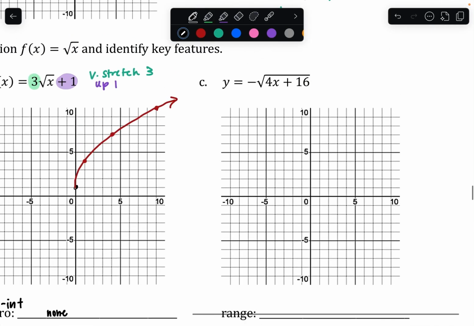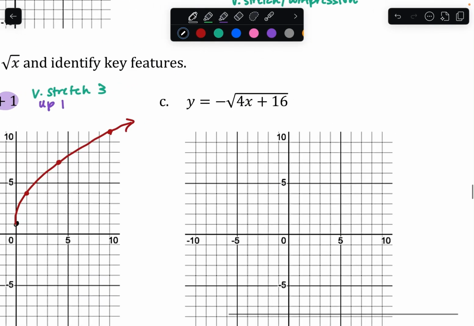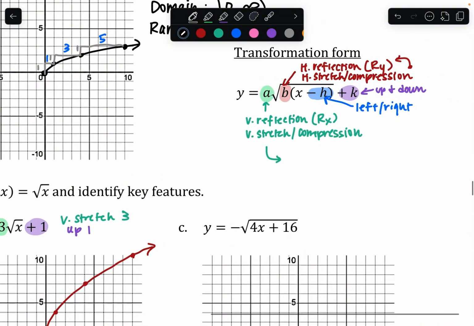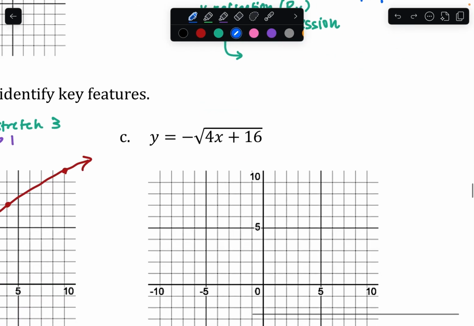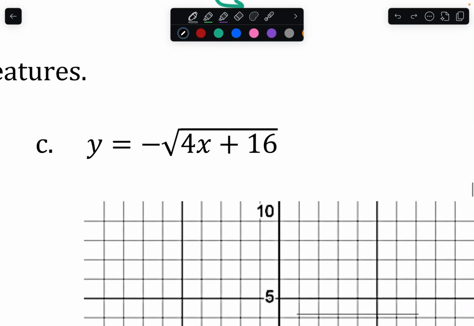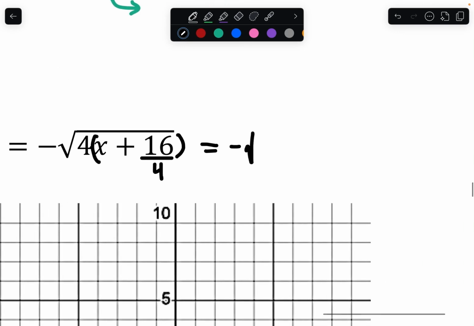Okay, moving on, the first thing I want you to notice is that we don't have proper transformation form. Up here, you see when I have a b value and an h value, there's a set of parentheses. And so if you don't see parentheses here, you need to add them and factor this 4 out. So what you do is add a set of parentheses and then divide this h value by whatever b is. So the equivalent form of this expression would have a 4 and then an x plus 4.